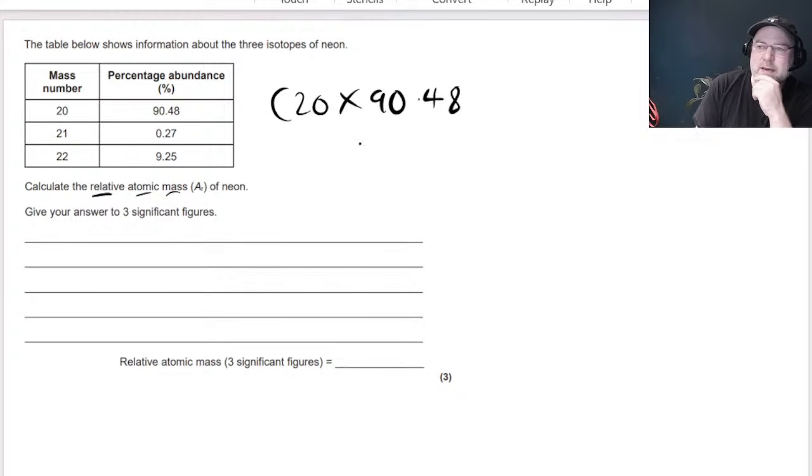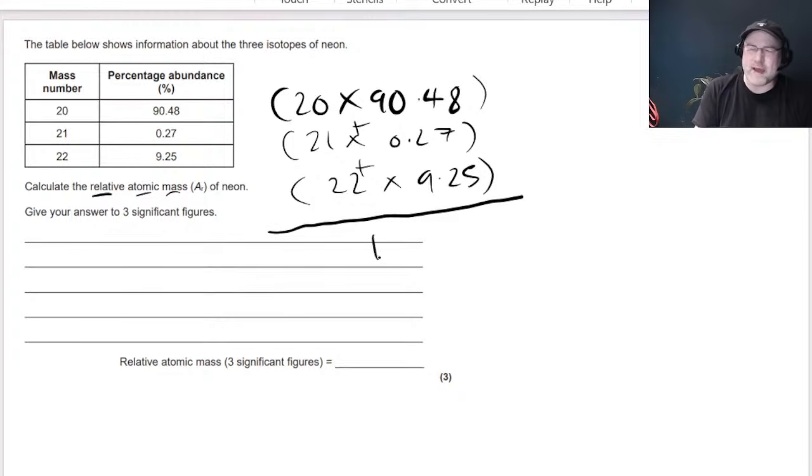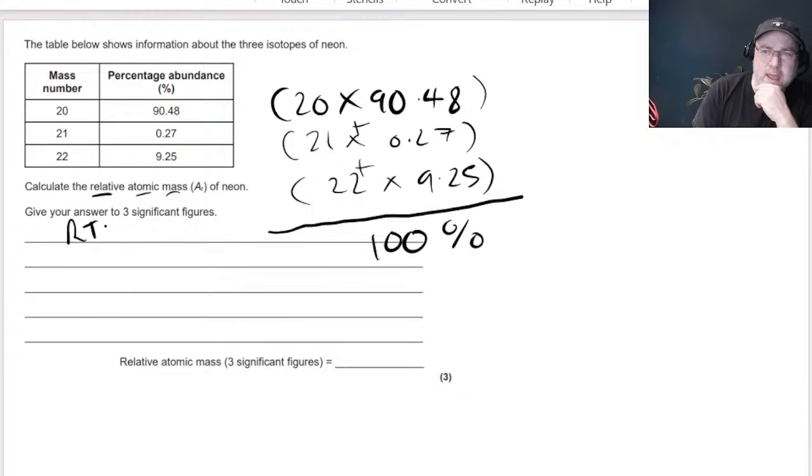So you do 20, you'd add that to 21 times 0.27, and then you'd add that to 22 times 9.25. Smash that all in your calculator, and you would divide that by 100%, and that would give you the RAM. Don't forget RTFQ, read the question, because 3 significant figures. So we smash that all in the calculator, and then I'll go over one to watch out for, because they do try to trick people on this.